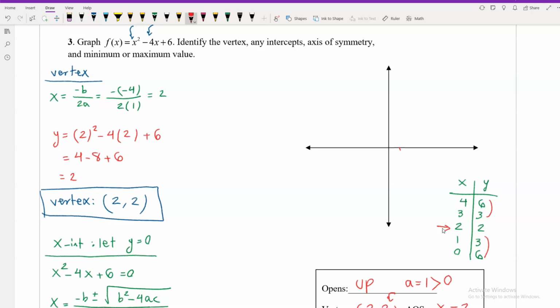So the points are 1, 3 and 3, 3. We have 2, 2, that's the vertex, and then we have 0, 6 and 4, 6. We have all these points and then connect these. So this one is the vertex, and we have minimum value, which is equal to 2.